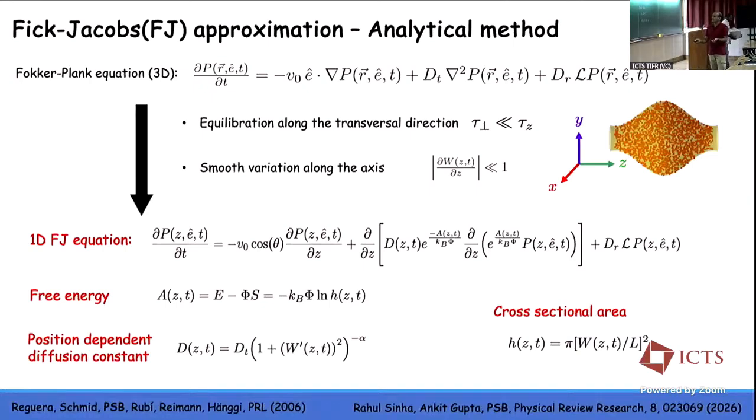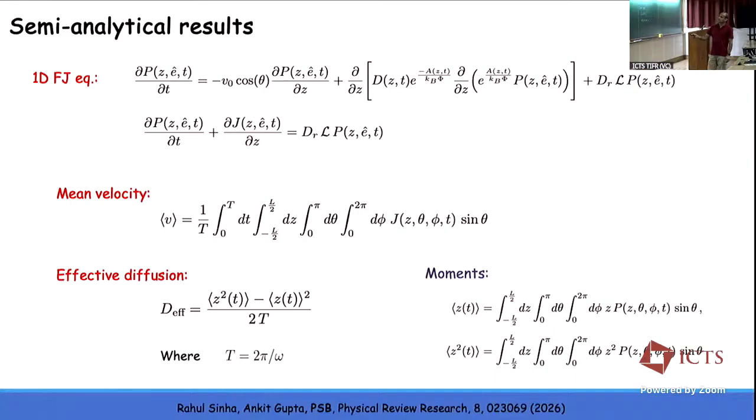So this is our equation. Now we can solve these equations. We can read out the current, and using the current you can calculate the mean velocity. We can also solve these equations to find the steady-state probability distributions. From this, you can calculate the first moment and second moment, and this will give you the effective diffusion, and this J will give you the mean velocity.